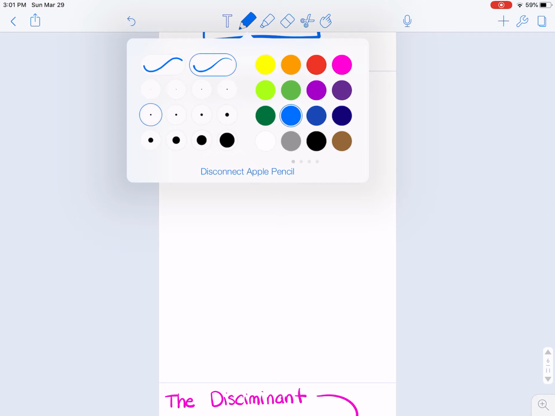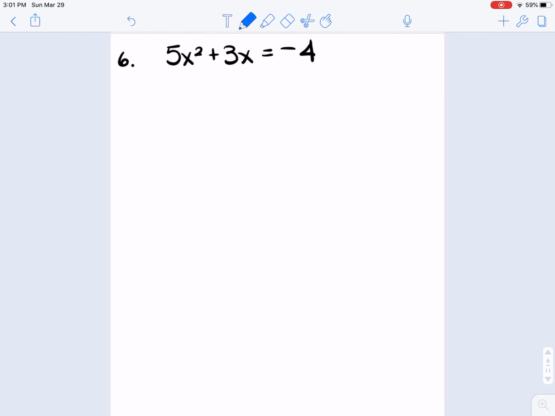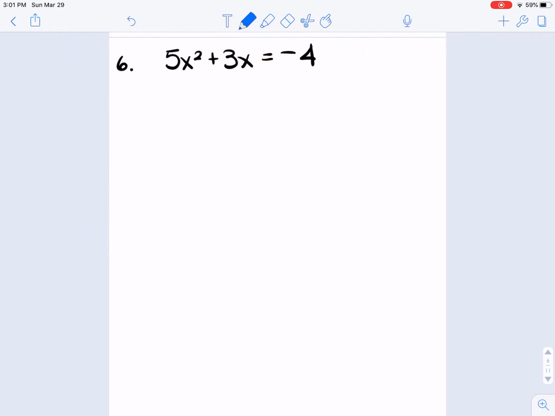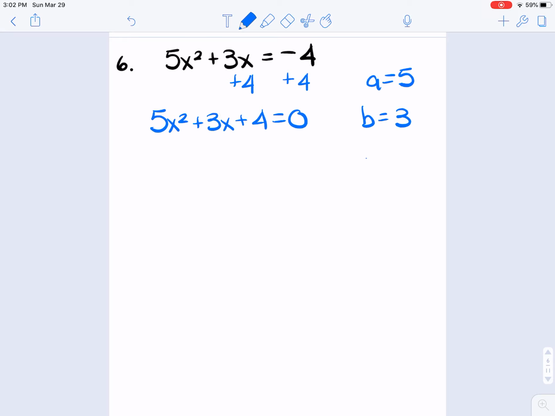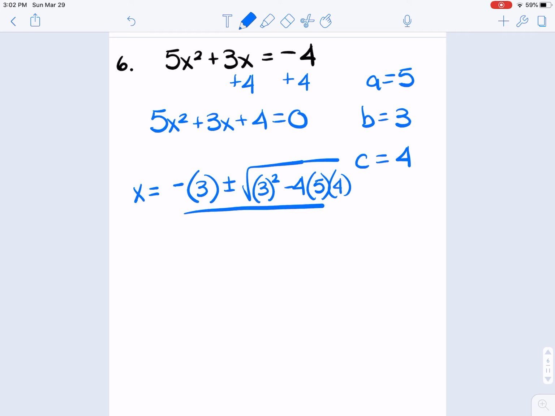And this last example we're going to do, we have another unique situation for this one. First of all, I'm going to move over the 4. There's nothing really unique about that. It's the end that ends up being unique. Here, I have A equals 5, B equals 3, and C equals 4. So I have X equals the opposite of B plus or minus the square root of B squared minus 4 times A times C, all divided by 2 times A.